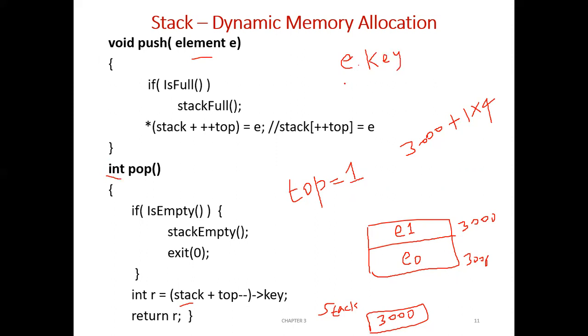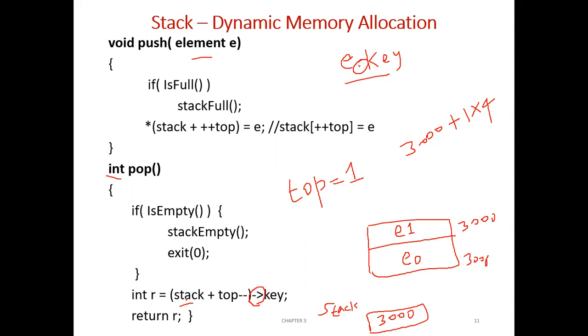But this is not an ordinary variable, it is a pointer variable. So when you access a structure using a pointer, instead of the dot operator, you should use the arrow operator. Please note this down. When we access a structure using a pointer, instead of the dot operator, we have to use the arrow operator. That's the reason here we are using arrow.